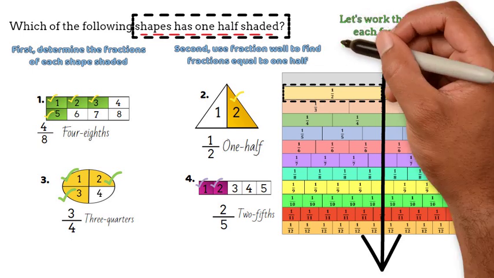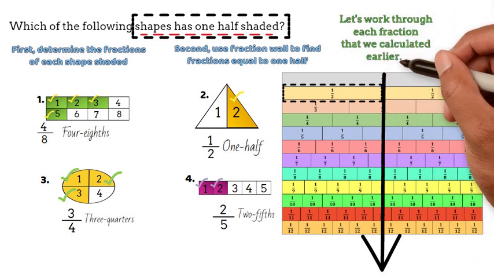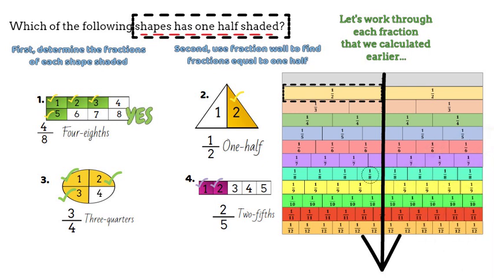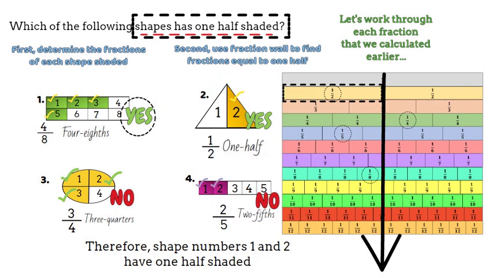Next, let's work through each fraction that we calculated earlier to see which is equal to 1/2. 4/8 is equal to 1/2. 1/2 is equal to 1/2. 3/4 is not equal to 1/2. And 2/5 is not equal to 1/2. Therefore, shapes number 1 and number 2 have 1/2 shaded.